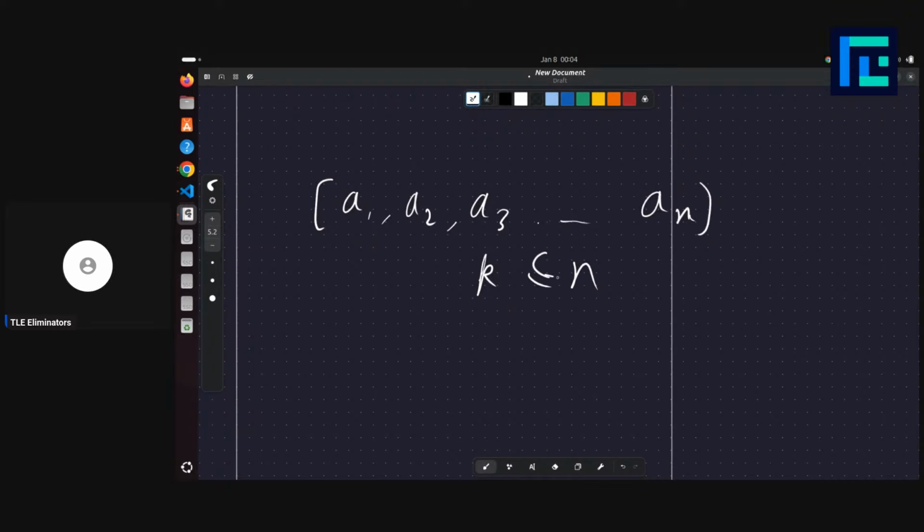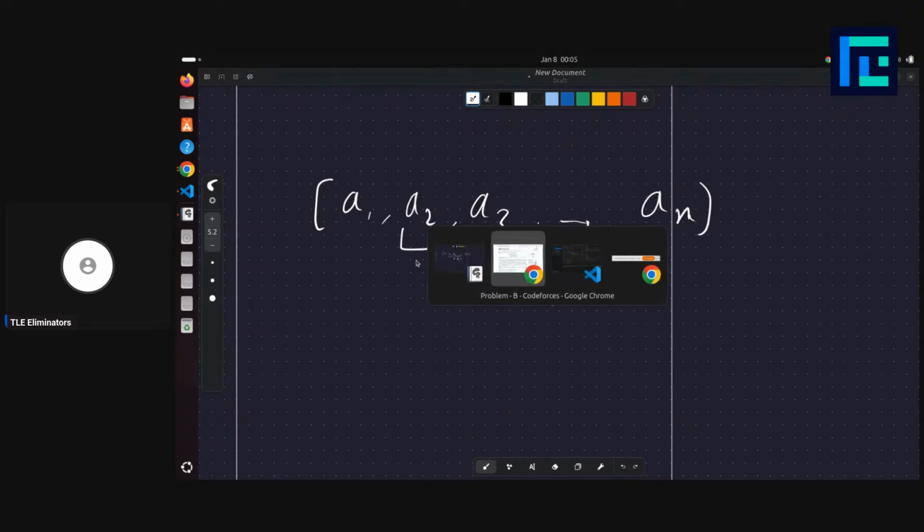So the problem is that we have been given an array a1, a2, a3 up to an, and also an integer k, which is less than or equal to n. Now what we can do is perform operations as long as the length of the array is greater than or equal to k. What we have to do is select a subarray of length k such that its max is maximum over all subarrays of length k.